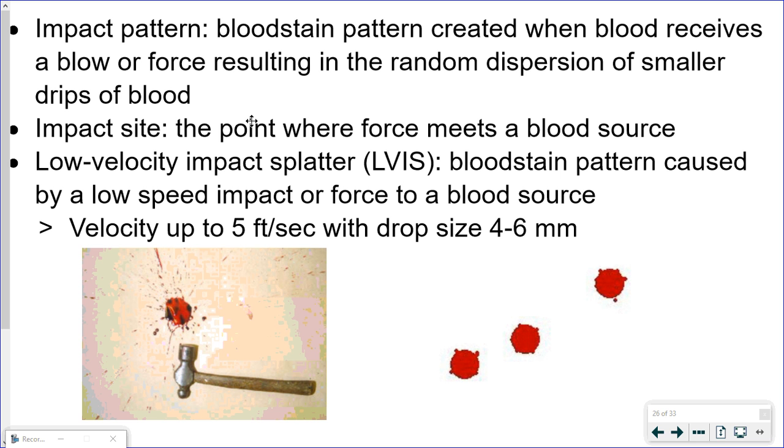We talked about high velocity impact spatter. Now we're going to talk about low velocity impact spatter. This is a blood stain caused by a low speed impact or force to a blood source. So the velocity is really only up to about 5 feet per second, and the drop size is going to be 4 to 6 millimeters. So in comparison to the high velocity, it is moving slower, but you're going to have fewer drops, and the drops themselves are going to be larger.